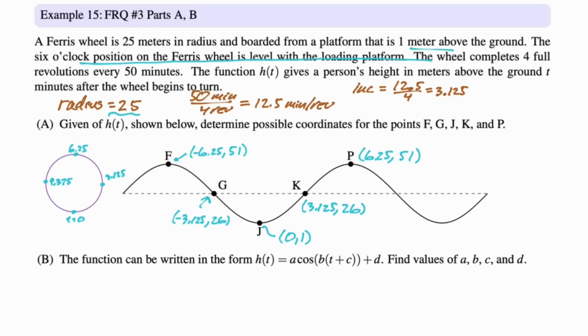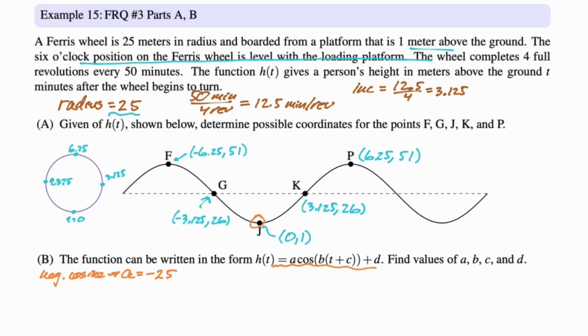Now in B, we've got to do the equation again. This time we're looking for a cosine function, and it doesn't stipulate positive cosine or negative cosine. I'm going to choose to start here at the bottom, so I'm doing a negative cosine. You could choose to start at F, right? And then your starting point is negative 6.25, and you just plug in accordingly. You could also start at positive 6.25. Both F and P would give you positive cosine functions. I'm choosing a negative cosine, so I already know that the value of A is negative 25.